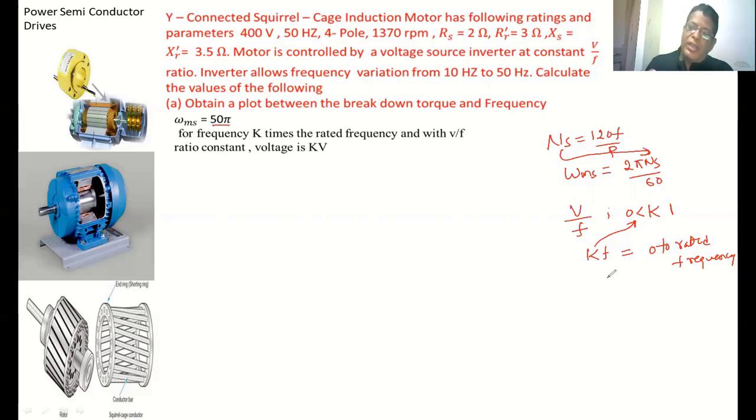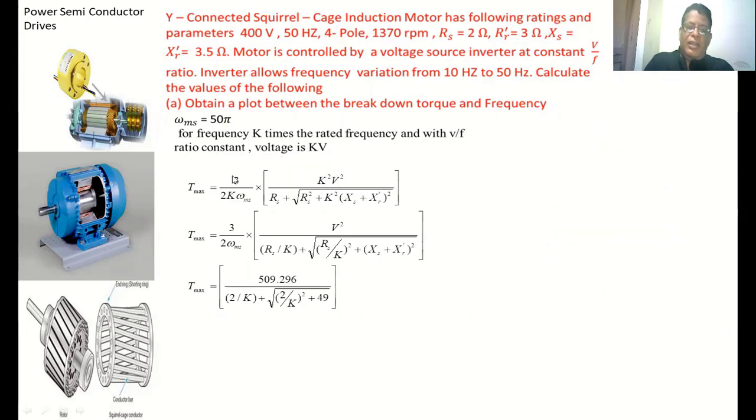In that manner, we are going to take the K value such a way that we get how much frequency we want. To maintain the V by F ratio, proportionally you have to change the V also. So the same constant value, nothing but kV. So for a frequency K times the rated frequency, if the V by F ratio is constant, the voltage is kV. In terms of K, we are writing 3 by 2 into K omega ms times the frequency you have taken into K square V square by Rs plus square root of Rs plus K square into Xs plus XR dash whole square. So where you got the value of K, in place of frequency you have to substitute the Kf, in place of voltage you substitute the kV, then you are getting this equation.